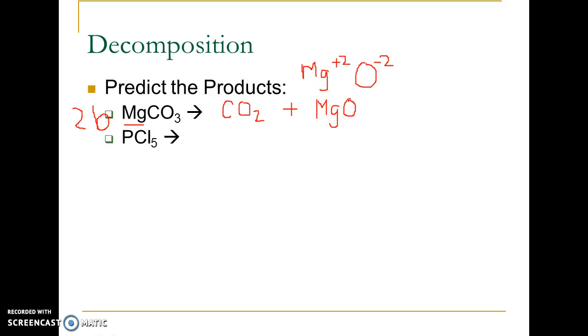Here's our next one. We have PCl5. I'm going to look at my reference table and decide what type of chemical reaction this is. I don't see any metals in here, and I don't see an oxy acid. So my only option here is going to be a binary compound. I do have 2 elements. So this is going to be a 2A. I am literally going to separate these elements. I have phosphorus and chlorine.